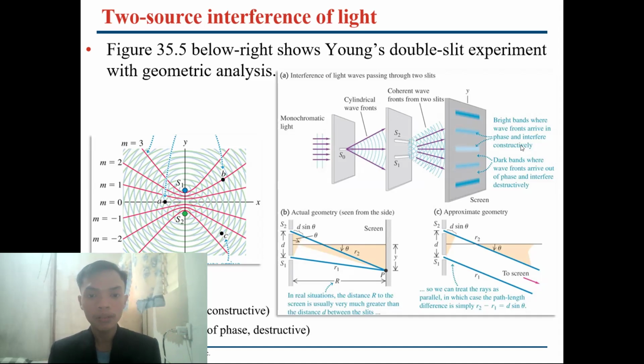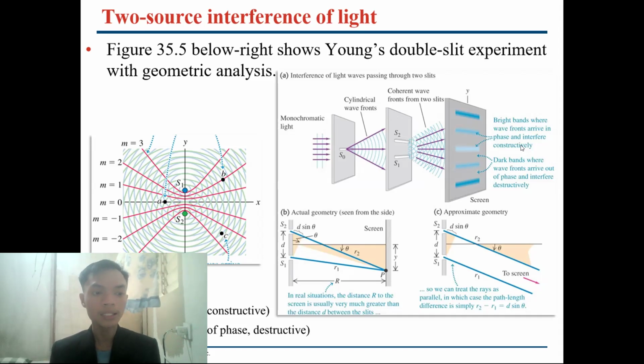The dark bands are where wavefronts arrive out of phase and interfere destructively. For the actual geometry, on the left side, in real situations, the distance R to the screen is usually very much greater than the distance between the slits. Letter C shows the approximate geometry. So we can treat the rays as parallel, in which case the path length difference is simply r sub 2 minus r sub 1 equal to d sine theta, where theta is the angle.